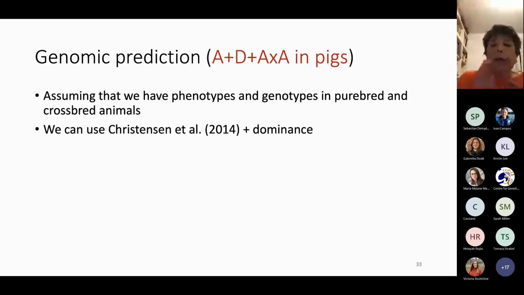If we have phenotypes and genotypes, but in purebred and crossbred animals, in this case, we can use the model that is proposed in Christensen 2014, but we have to extend it to dominance. But it's possible. Okay.